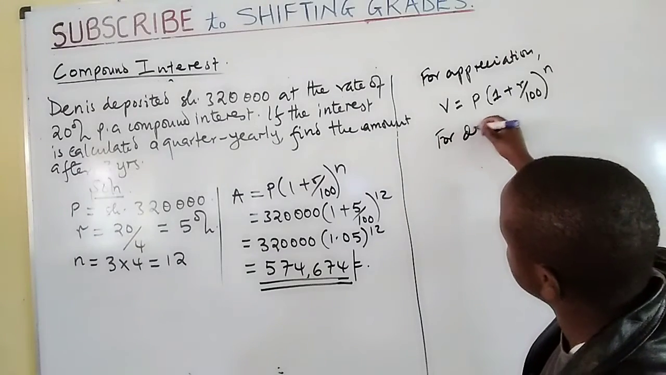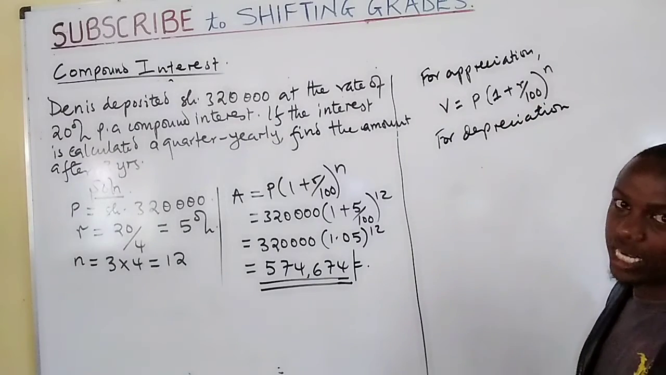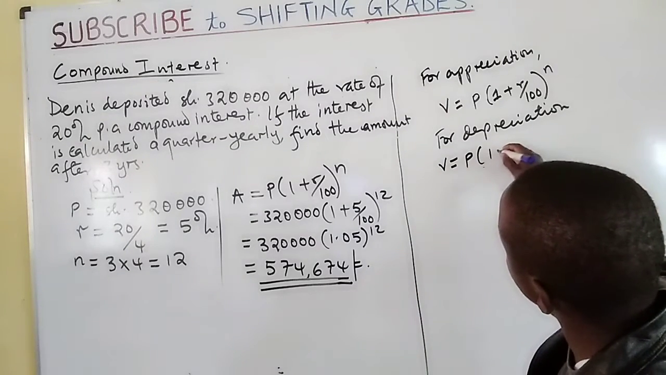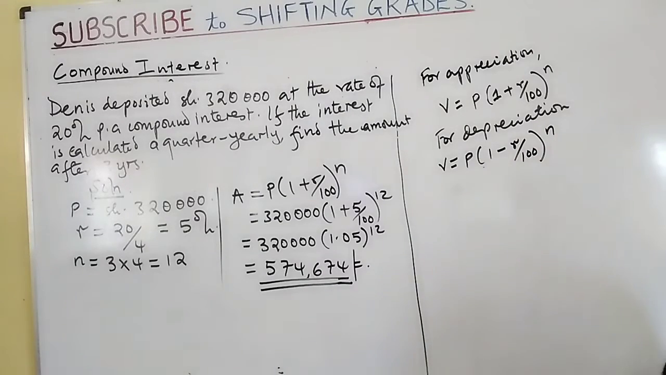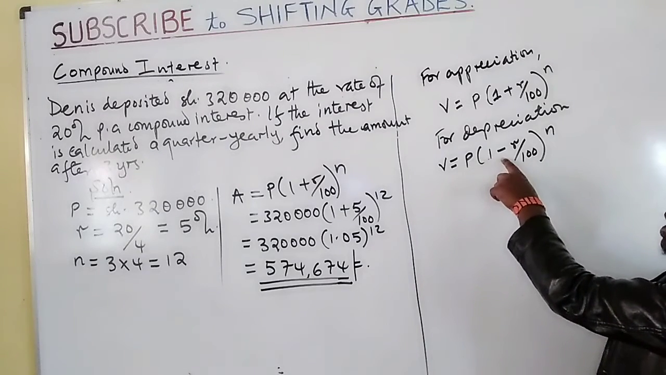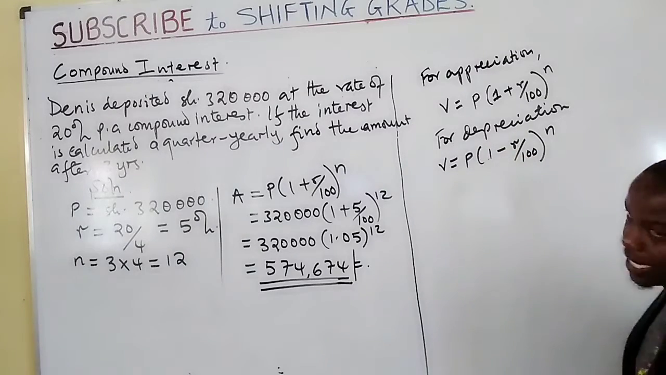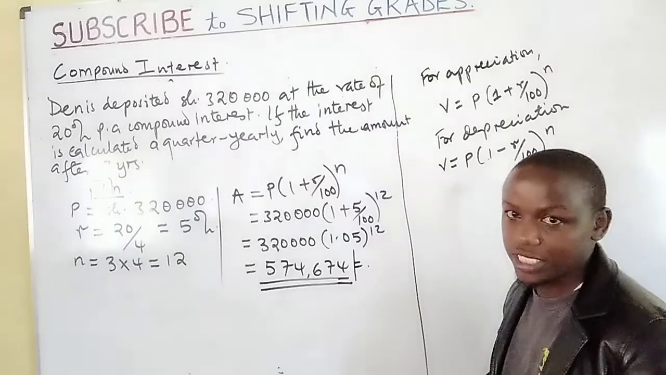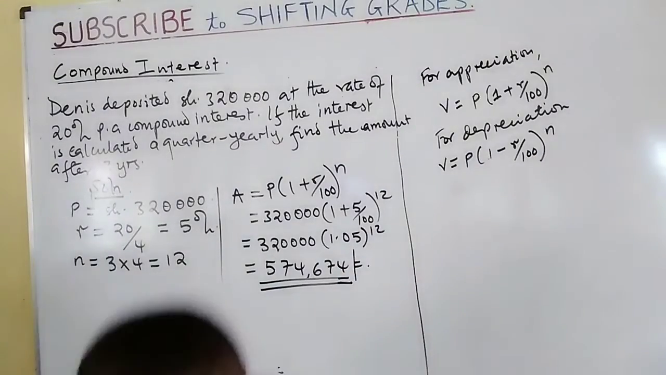For depreciation, when a commodity is decreasing in value, its new value becomes principal into 1 minus rate all over 100, raised to power n. Where it is depreciation, we have 1 less the rate over 100, then raised to n. Therefore, this is the difference. Negative for the decreasing-in-value commodity. For the increasing one, the formula is just as above. Let me give an example.